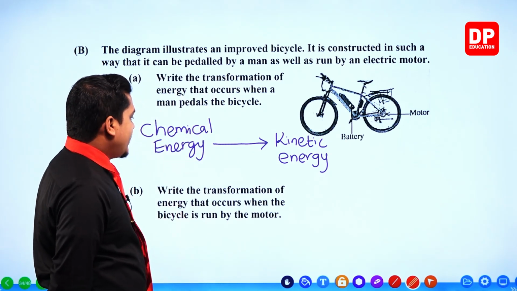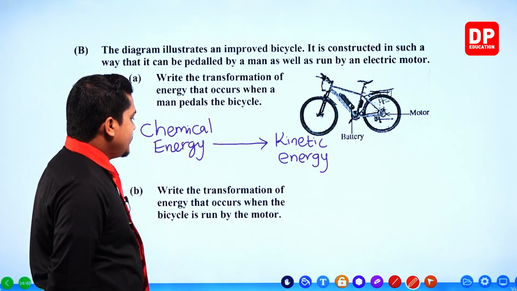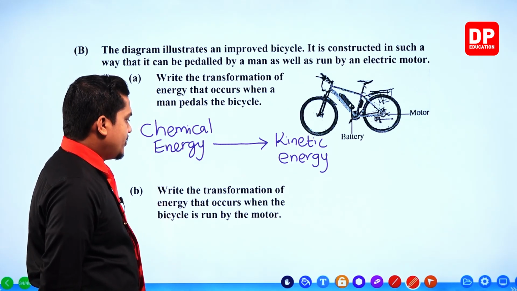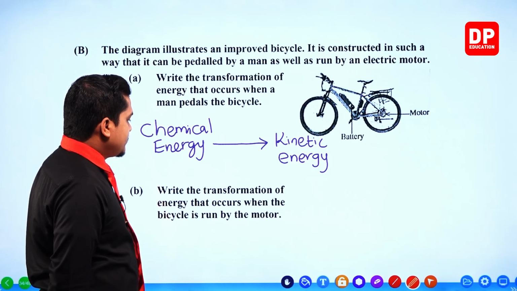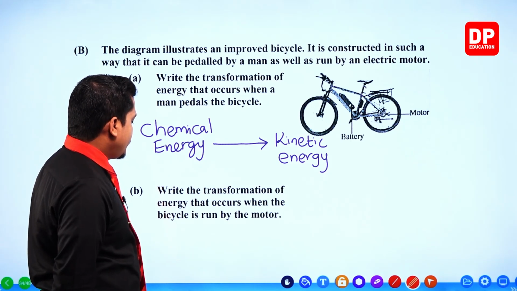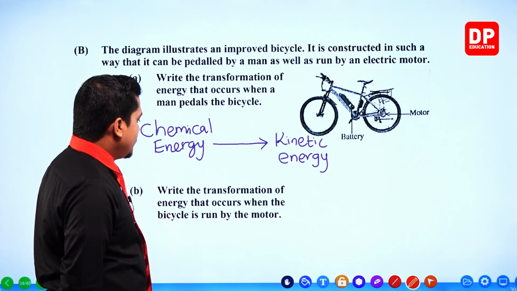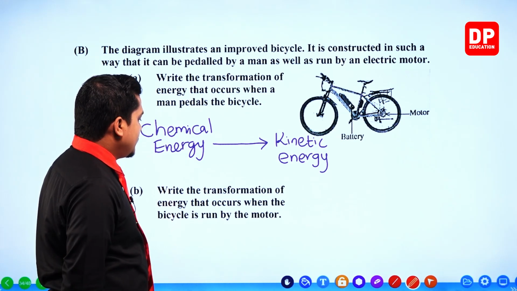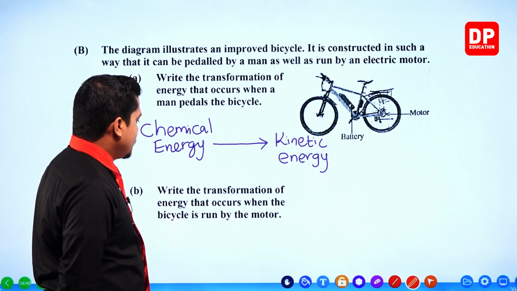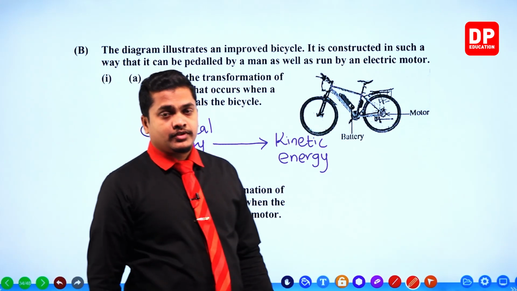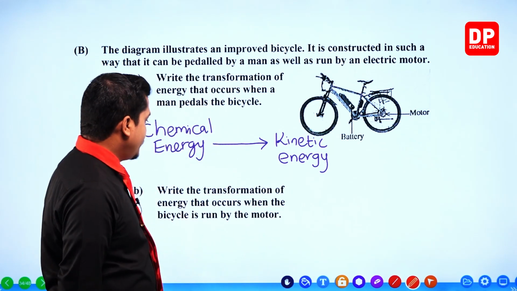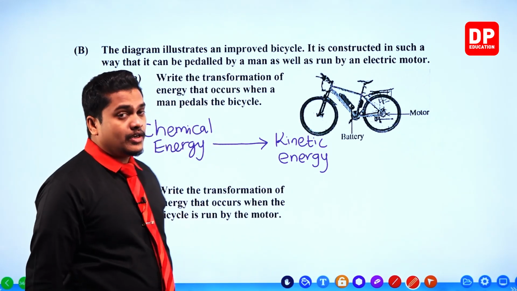Next one. Write the transformation of energy that occurs when the bicycle is run by the motor. So if the bicycle is going to run by the motor, you need to write down the transformation of energy that occurs when the bicycle is running through the motor.